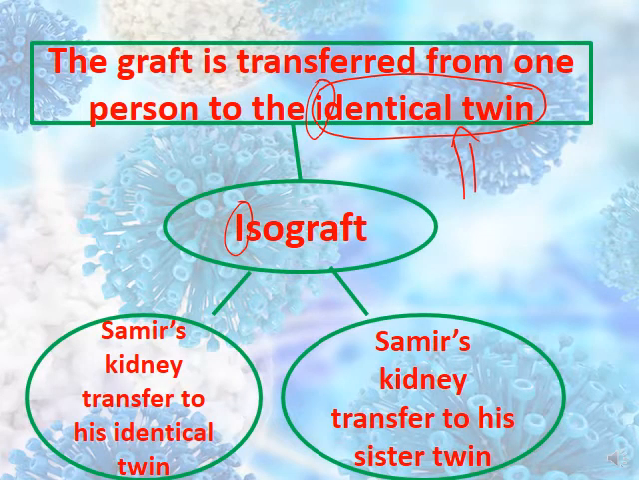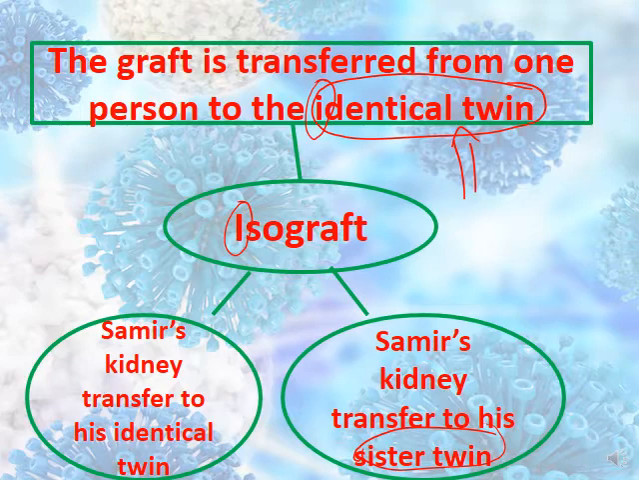This is an example. Not an example: Samir's kidney transferred to his sister twin. Pay attention, a sister twin is not an identical twin. So pay attention to this. Both of them should be males, or both of them should be females, in order to say that they are identical. So the graft that's done between two identical twins is called isograft.